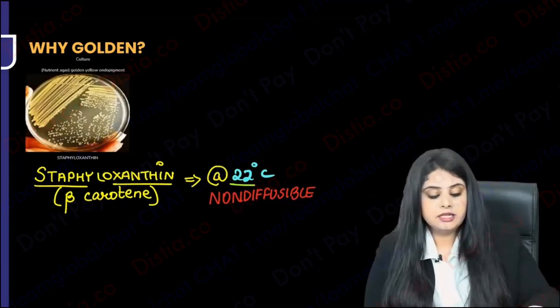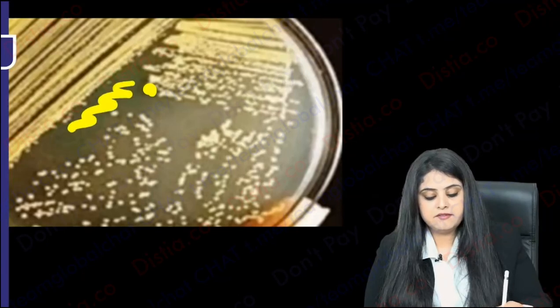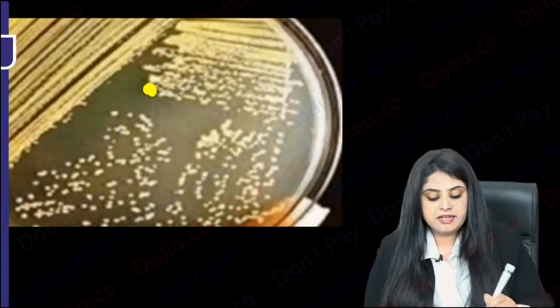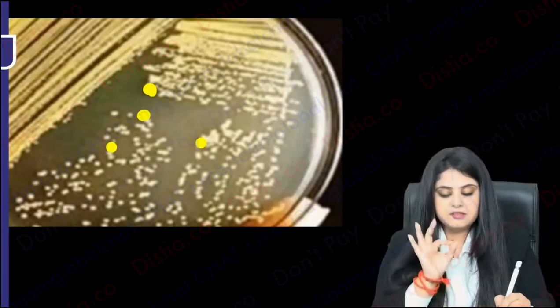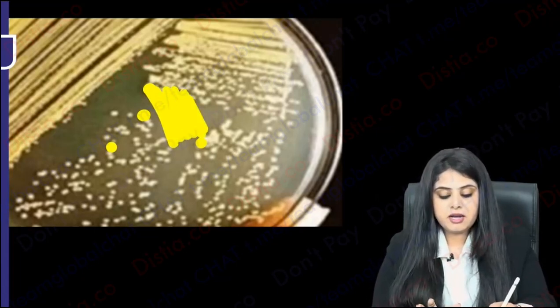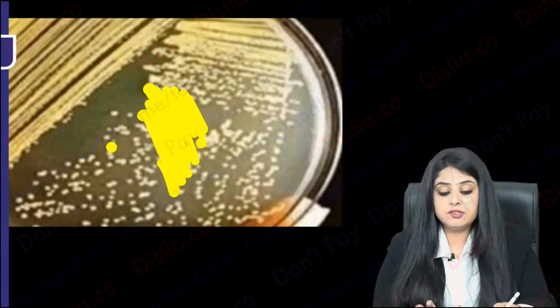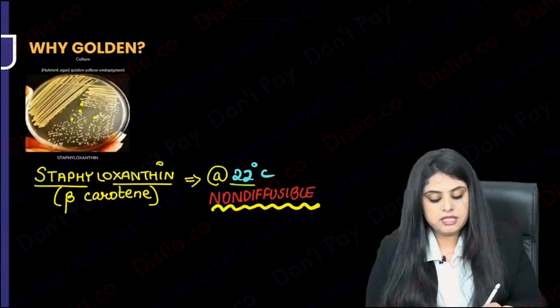What is non-diffusible? See guys, if the bacteria is here, the pigment is also here. It's not that the pigment is present everywhere in the plate. No. Wherever the bacteria is, the pigment is there. Bacteria is here, pigment is here. So is it diffusing out? No. If everything would have become yellow and golden in the background, you would have said it's diffusible, but it's not happening. So this is a non-diffusible kind of pigment.